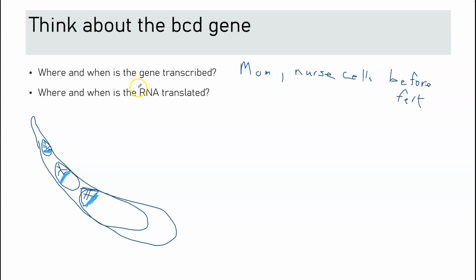So where is it transcribed? In mom. It's transcribed in those nurse cells, and it's transcribed before fertilization has taken place, because this egg hasn't even finished developing yet, but the gene has been transcribed.